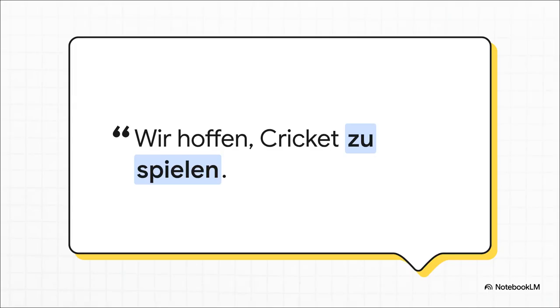Let's see it in a real sentence. "Wir hoffen," that's our main clause, and we've got our trigger verb, hoffen. But we hope what? The sentence feels incomplete, right? The "to" clause finishes it, "Cricket zu spielen." See how perfectly that completes the idea and it's right there at the end?